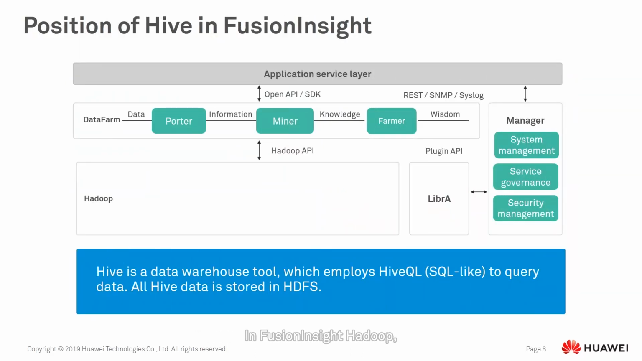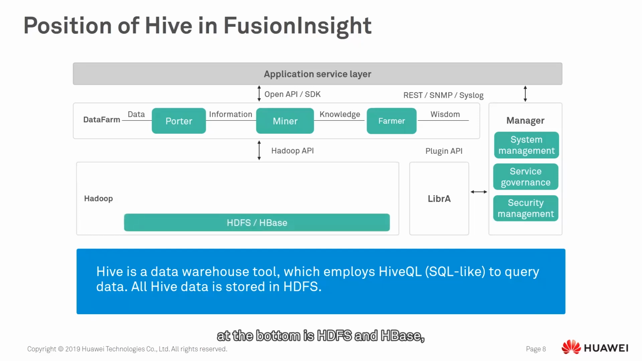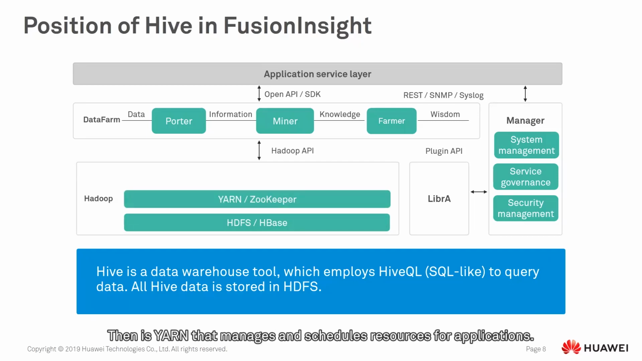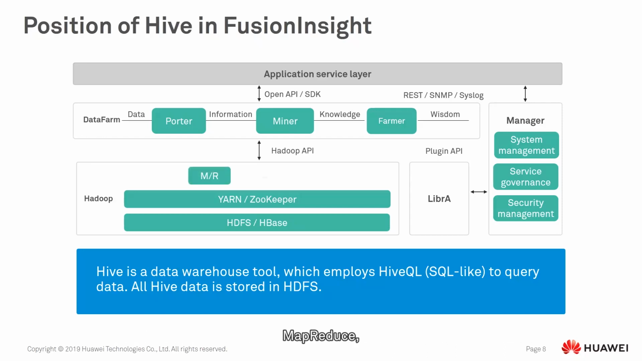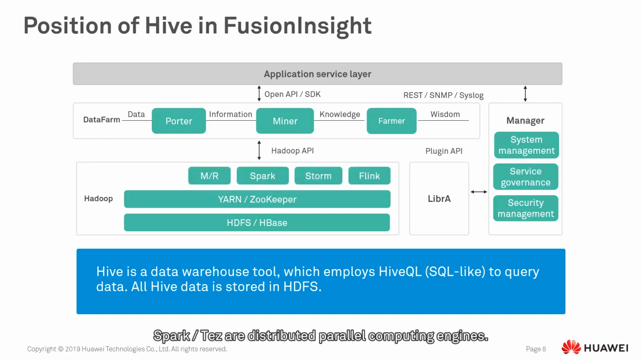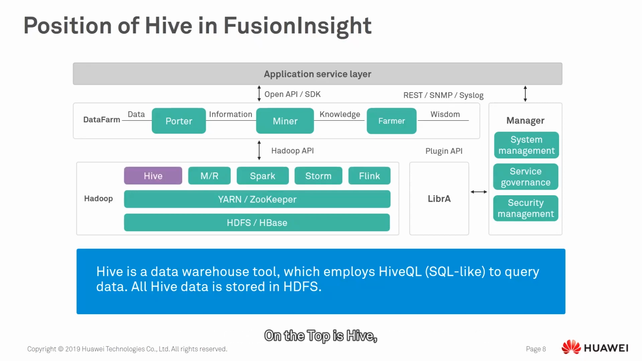In FusionInsight Hadoop, at the bottom is HDFS and HBase, which are used to store the datasets. Then is Yarn that manages and schedules resources for applications. MapReduce, Spark, Tez are distributed parallel computing engines. On the top is Hive, a platform used to develop HQL, like SQL scripts, to do MapReduce operations by default. All Hive data is stored in HDFS.